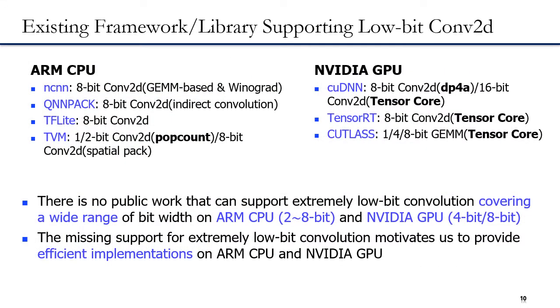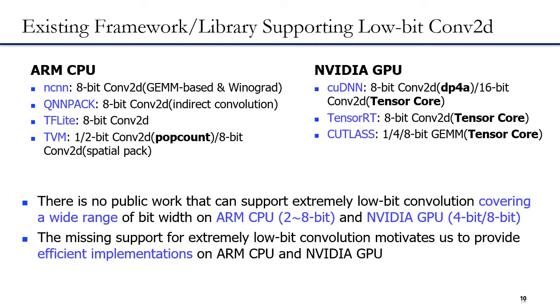Let's see current low-bit convolution support in existing frameworks and libraries. On ARM CPU, NCNN, QNNPACK, and TF-Lite only support 8-bit convolution. TVM supports 1-bit and 2-bit convolution. On NVIDIA GPU, CUDA and TensorRT support 8-bit convolution with DP4A instruction and with tensor core, respectively. Quantized only supports low-bit GEMM with tensor core. It does not intuitively transform to efficient low-bit convolution implementation.